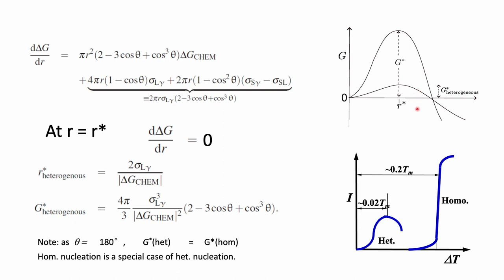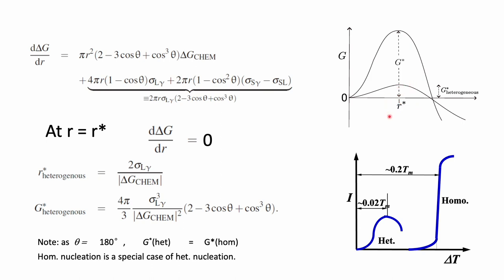Then, if we draw the free energy change with the particle size for the homogeneous and heterogeneous nucleation models, we can find that they have the same R star value, but dramatically different energy barriers for the nucleation. So the homogeneous nucleation model gives a very high G star energy barrier, and the heterogeneous nucleation model gives a very small value.